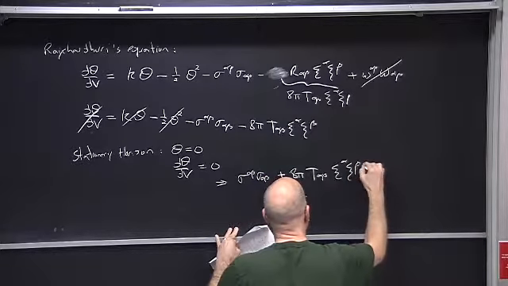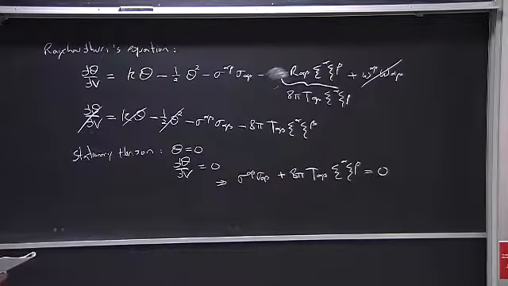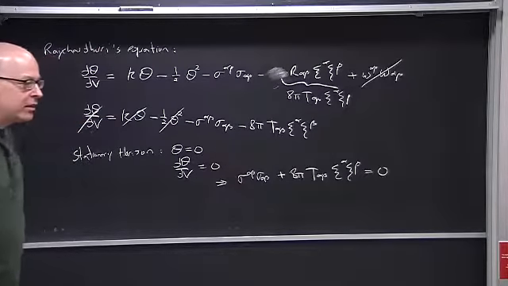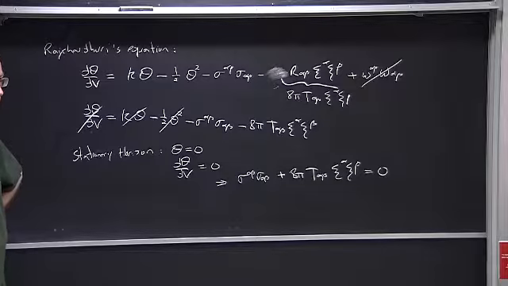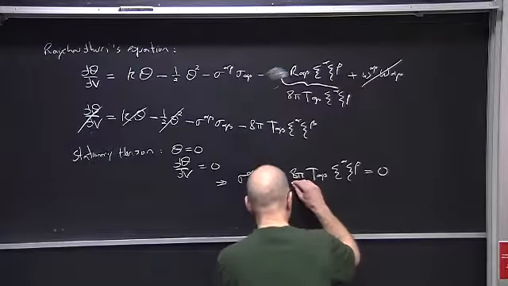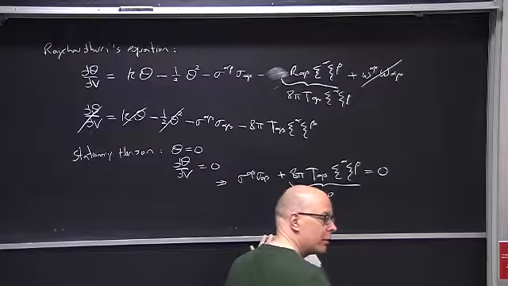So for a stationary horizon, I must have this. Now, if I don't say any more than that, I would have to look at the sum as a whole. But if I impose the null energy condition, then I can say that each term is going to be 0. So with the null energy condition, I can say that this term by itself has to be greater than or equal to 0.